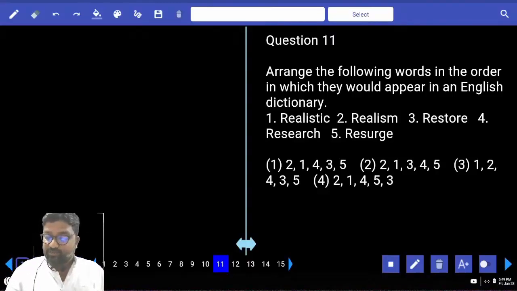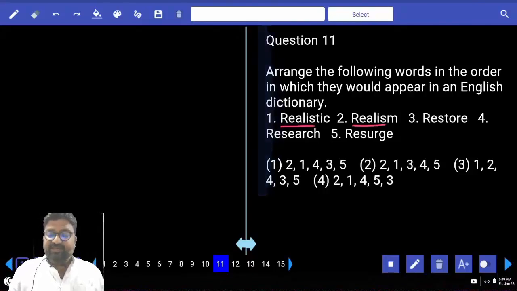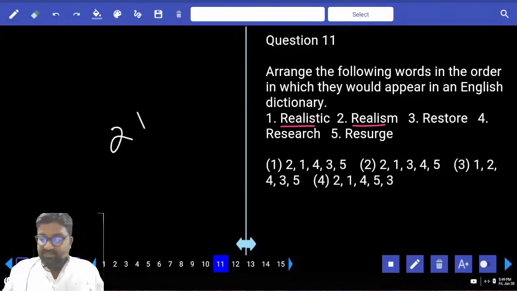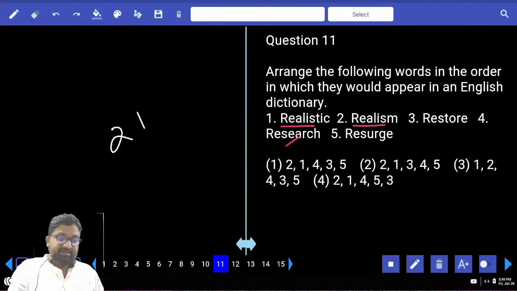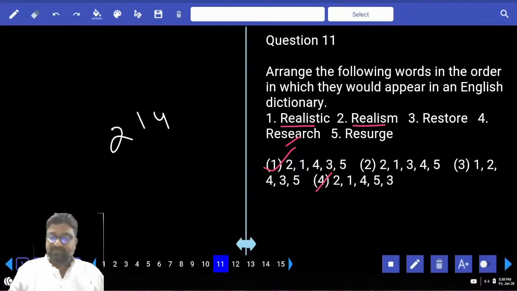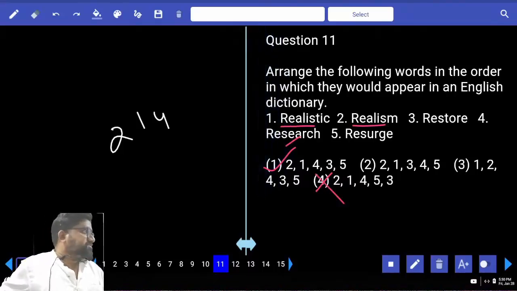Up to REALIS it is the same. Which comes first, M? That is 2, 1. Next, let's see RES, TEU. Which comes E? 2, 1, 4. Where is 2, 1, 4? Yes or no? In the first option and also in the fourth option. Obviously the next should be either T or U. T is 3. Done. So which option is my answer? First option. Any doubts?